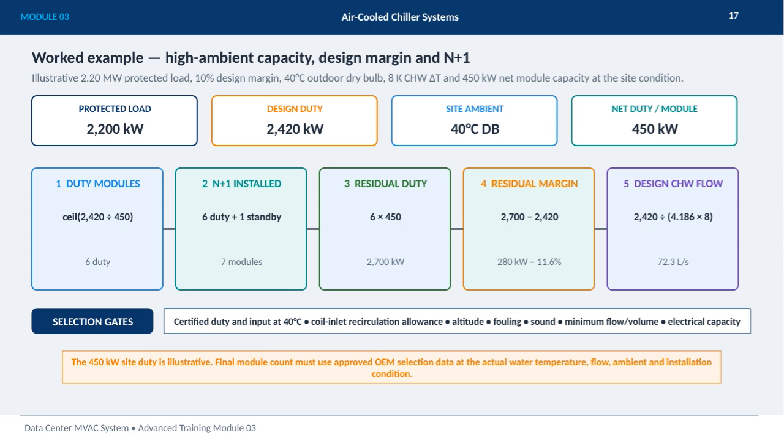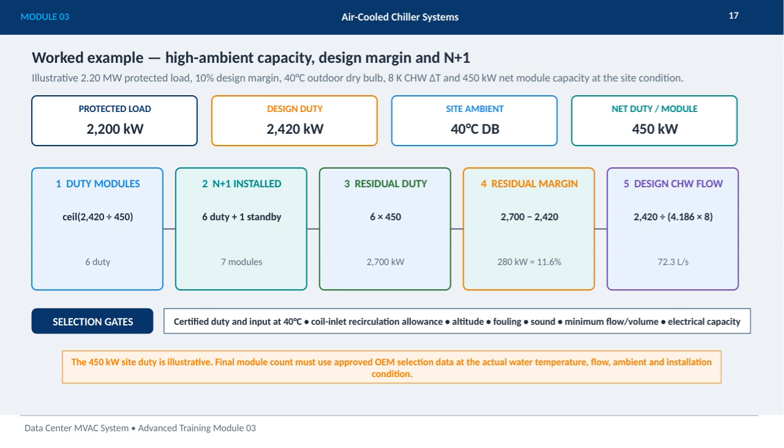To meet the design duty, we calculate the number of duty modules by dividing 2,420 by 450, which rounds up to 6 modules. For an N+1 configuration, we add 1 standby module, resulting in 7 total modules installed on site. This gives us a residual duty capacity of 6 times 450 kilowatts, or 2,700 kilowatts, which provides a residual margin of 280 kilowatts, or 11.6%. This margin helps ensure reliability under varying conditions.